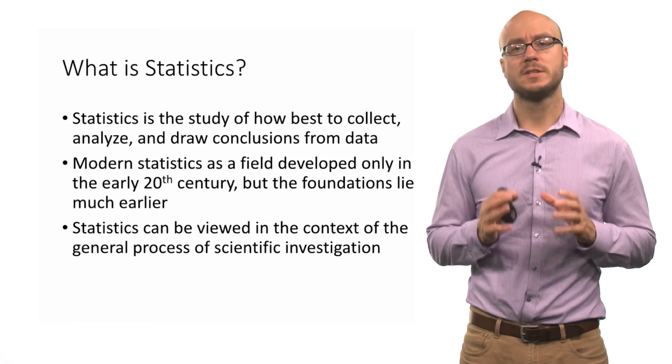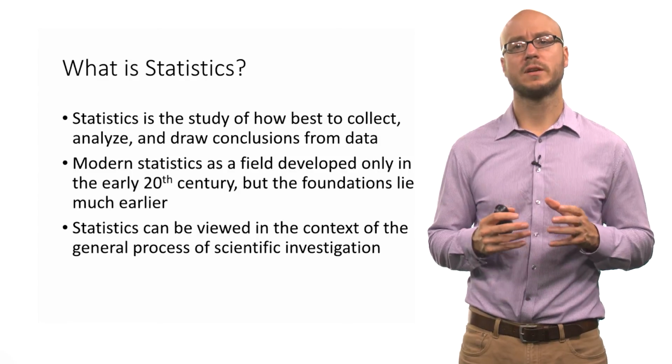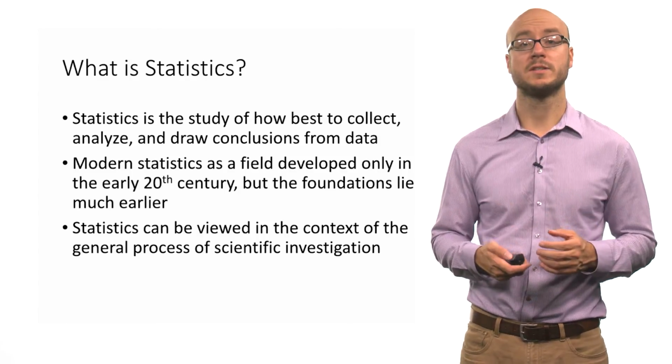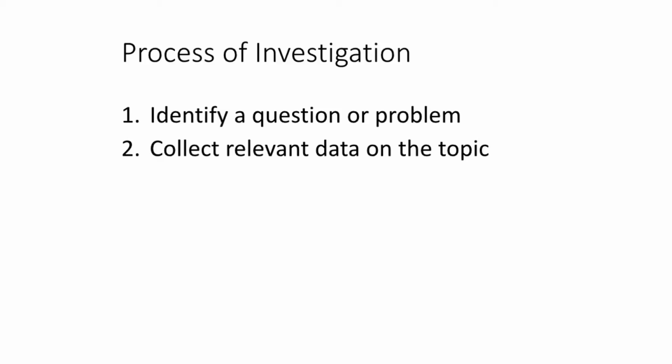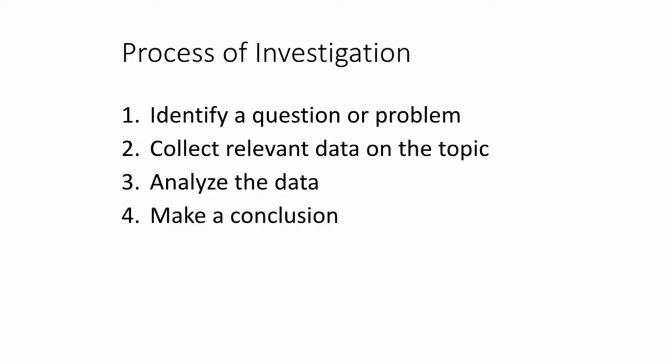One way to think about what statistics is all about is to put it in the context of the general process of scientific investigation. We can think of the process of scientific investigation as entailing several steps. The first step is to identify a question or problem. The second step is to collect relevant data related to this question or problem. The third step is to analyze the data that you just collected. And the fourth step is to make a conclusion.